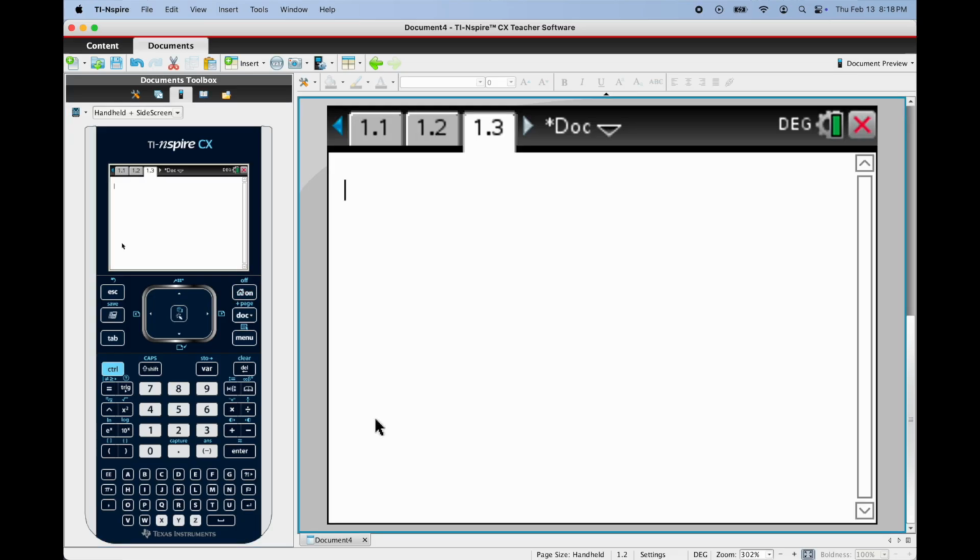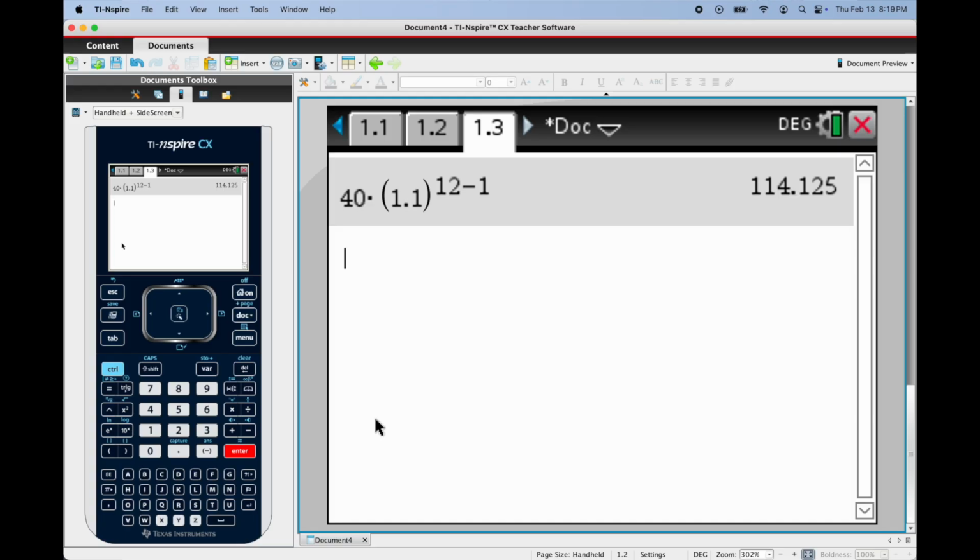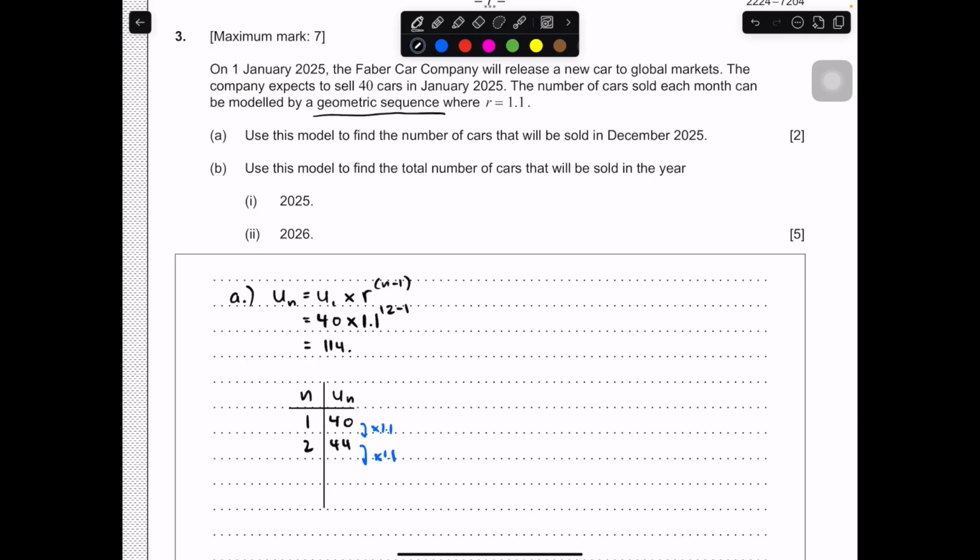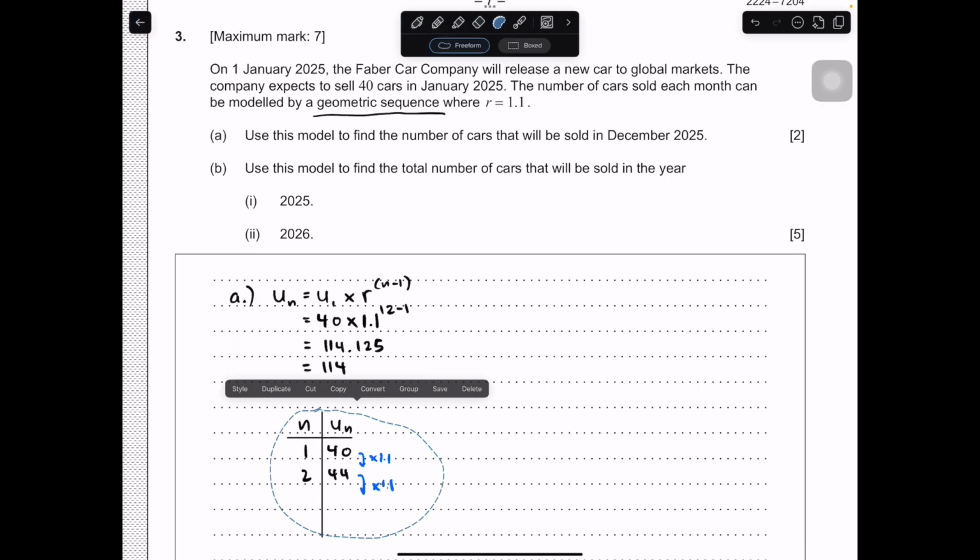So let's type in 40 times 1.1 raised to the power of 12 minus 1. Okay, 114.125. Use this model to find the number of cars that will be sold. So let's go back to the document. 114.125, to 3 significant figures, is going to be 114 cars. Alright, I think that was pretty good.